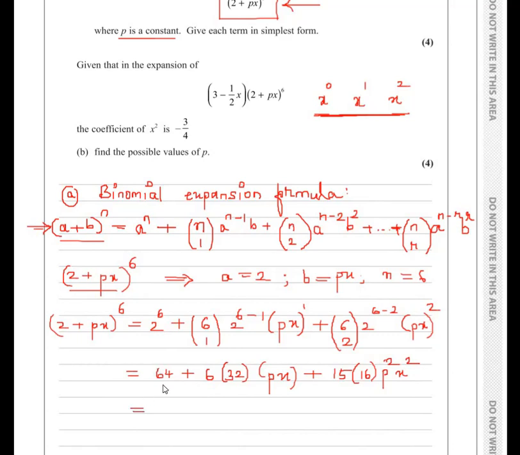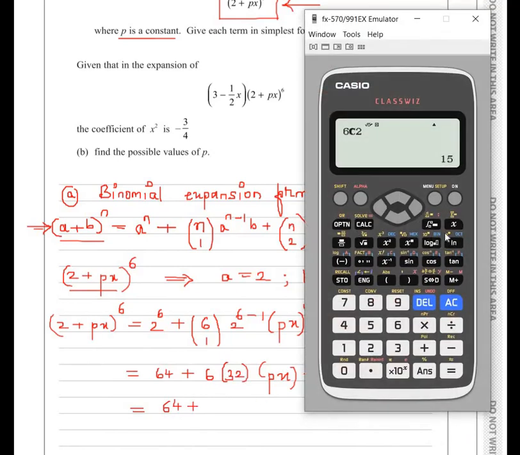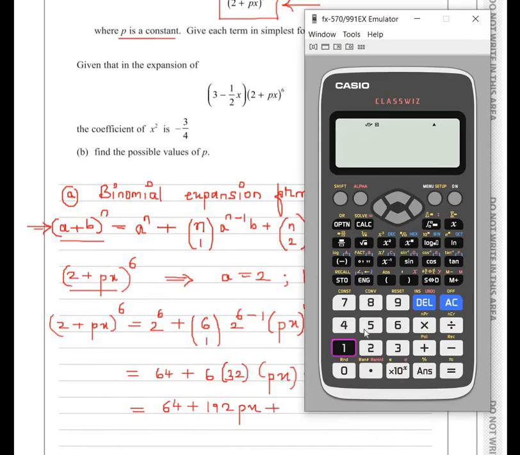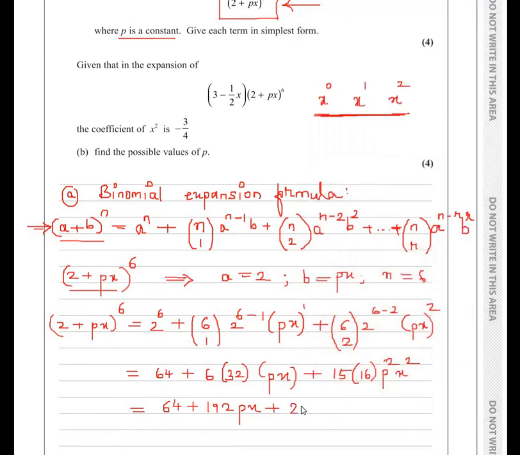So further simplifying this, we get 64 plus 6 times 32. 6 times 32 gives us 192, so 192x, plus 15 times 16. 15 times 16 equals 240, so 240 p squared x squared. This is the answer for our part A.